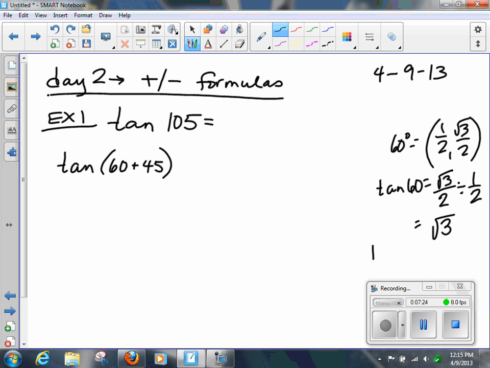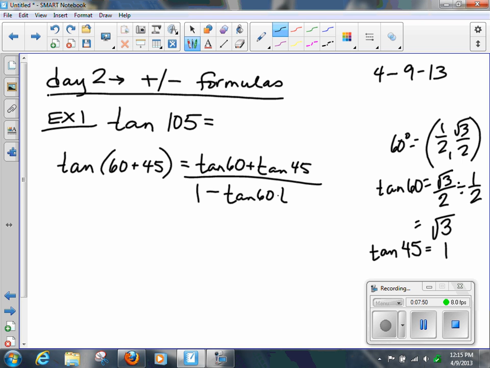Then 45. I already know that the tangent of 45, from the problem we just finished, is 1. You guys down with that for not doing the pre-work? Y'all okay with that? Get the right formula. Tangent of 60 plus tangent of 45 over 1 minus tangent 60, tangent 45.